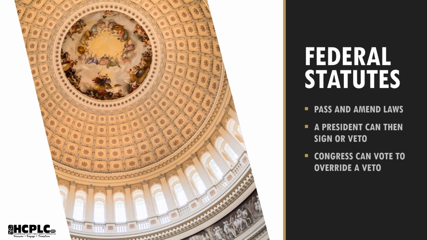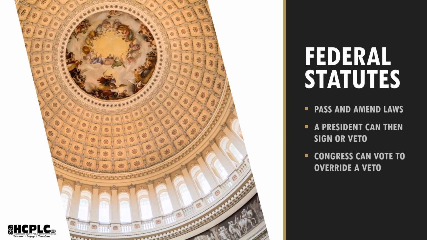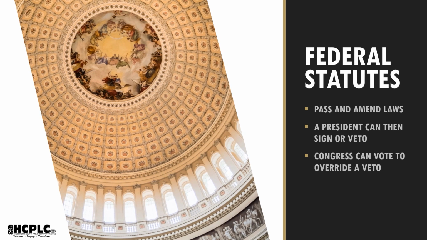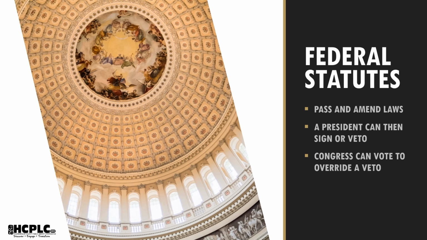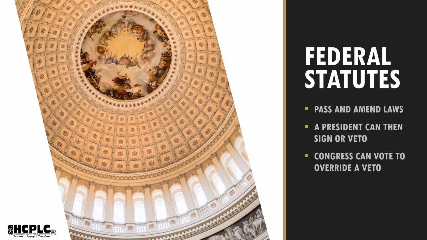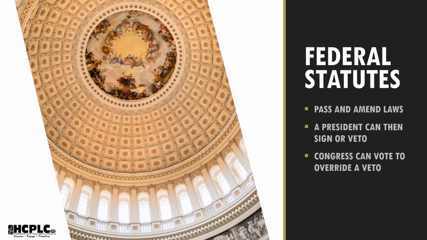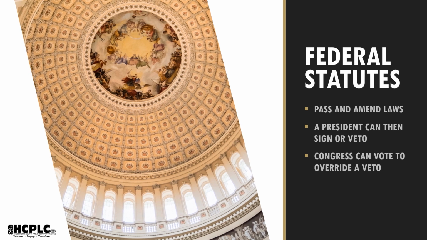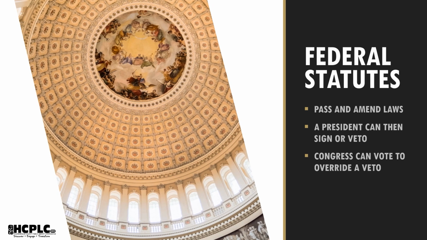First, we should discuss statutes, also known as codes, at the federal level. The United States Senate and House of Representatives pass bills and amend laws. The sitting president can then sign a bill into law or veto it. If the president decides to veto a bill, Congress can then vote to override the veto.